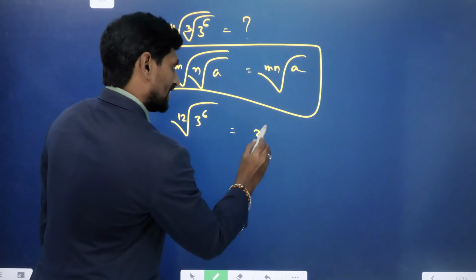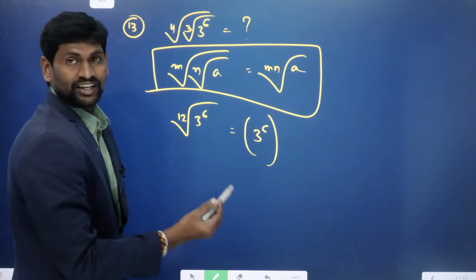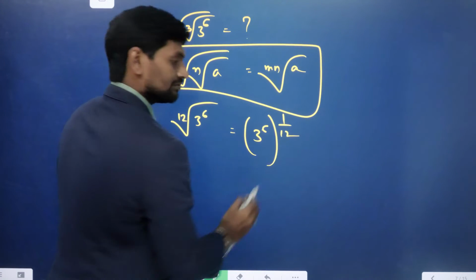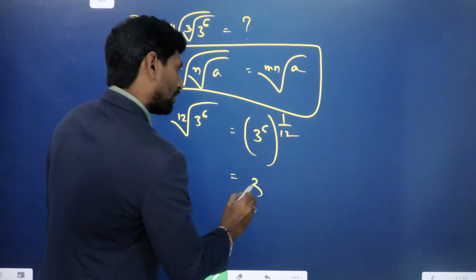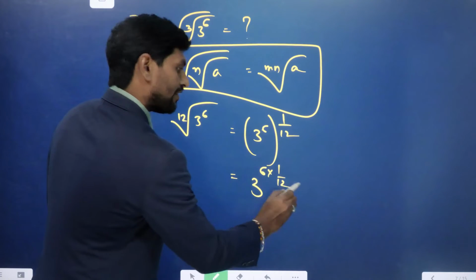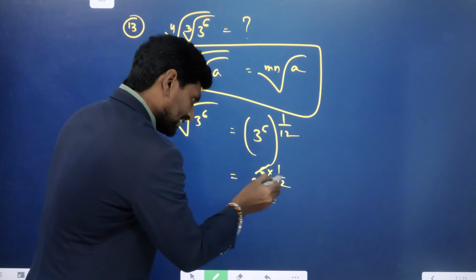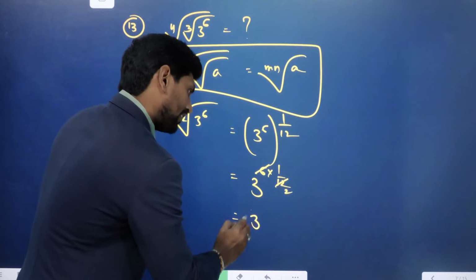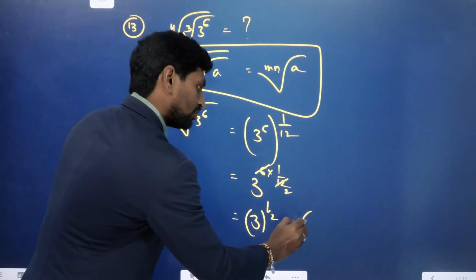So 3 power 6 is the radicand. The 12th root we can express as 1 by 12. That means it is in the form of a power n whole power m, a power m into n. So 6 table here, 2 times. 3 power 1 by 2 is nothing but the square root of 3.